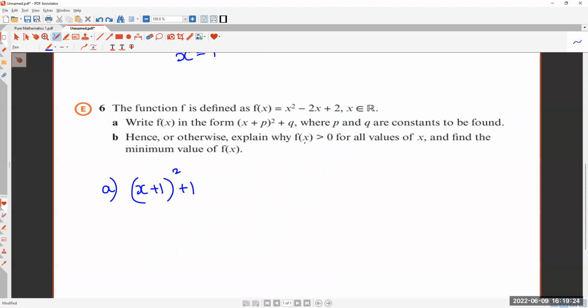So now what do they want from me? Explain why fx is greater than 0 for all x. fx is greater than 0 because x plus 1 whole square is always greater than 0. You have to write x plus 1 whole square because there is a square here. Even if there is a negative value inside the square, the answer will always be positive. That means x plus 1 square is always greater than 0. Then plus 1. So therefore overall the answer is always greater than 0.